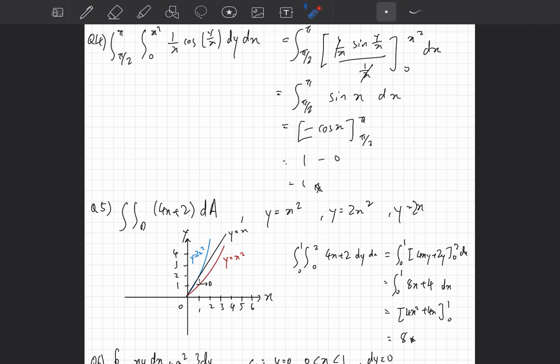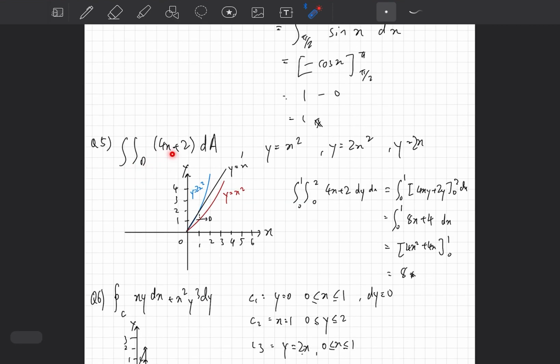So question 5 is to solve the double integration of 4x plus 2 dA, with the region enclosed by the curves y equals x squared, y equals 2x squared, and y equals 2x. So this is the graph, and this is the area of the D region. As we can see, for 4x plus 2 dy dx, y will be 0 to 2, and x will be 0 to 1. So D is 0 to 2 and 0 to 1.